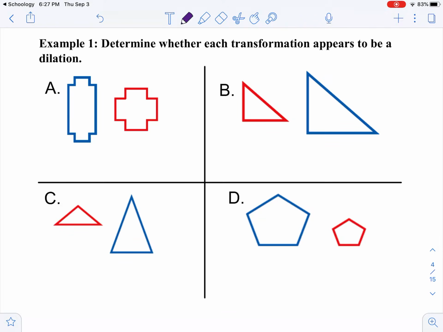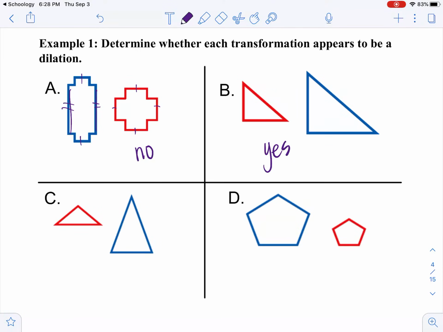All right, so using what I just said a minute ago, write down yes or no for each one of these. Determine whether each transformation appears to be a dilation. Go ahead and do that on your own. All right, you should have no for this one. If you look, these all 4 are the same here, but these are way longer than these. So these 2 are the same, but these 2 got way bigger.